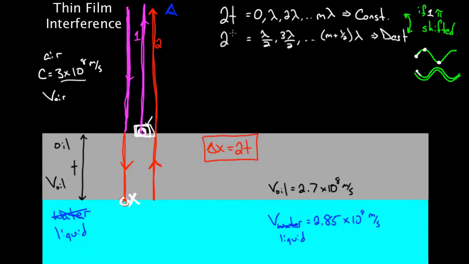This is my condition. This is how I change this to make it relevant for thin film. For double slit, delta x was d sine theta. For the thin film, delta x, the path length difference, is just 2 times t, so it's kind of simpler. You've got these pi shifts to worry about, but the delta x is simpler. Alright, so that's not too bad. Anything left to worry about? Yes, one more thing to worry about.